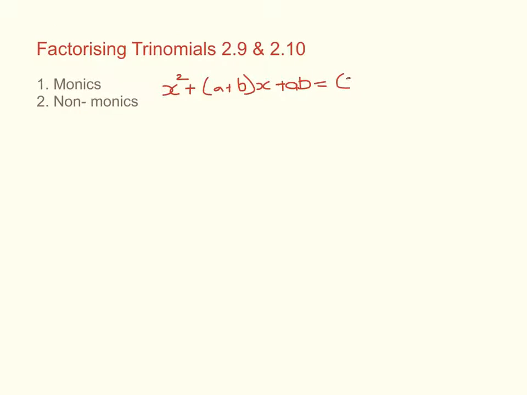So this is the general form, x squared plus (a plus b)x plus ab, and that factorises down to a binomial expansion, which we would do the way we've done previously.